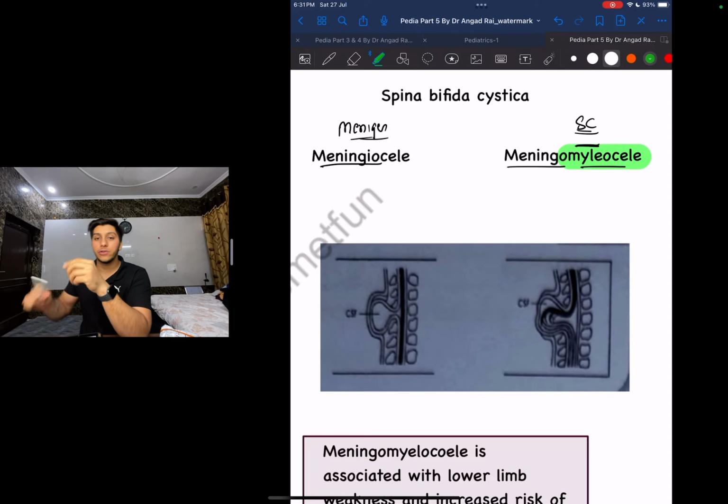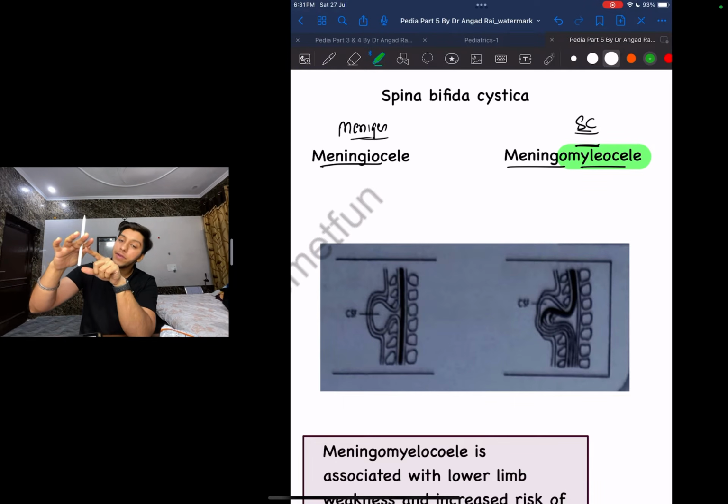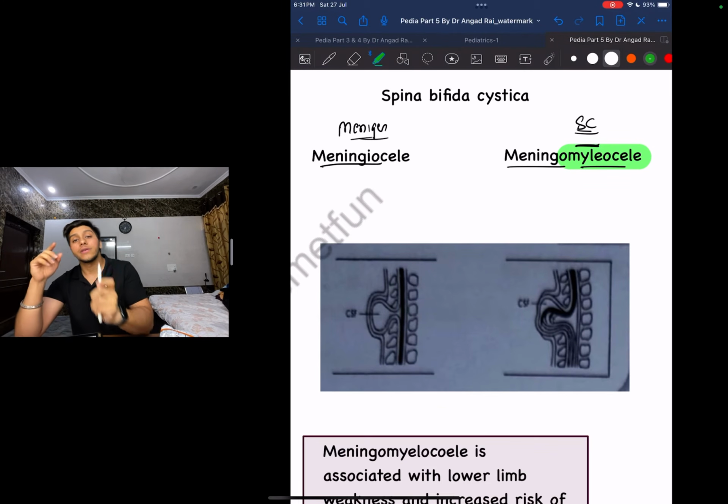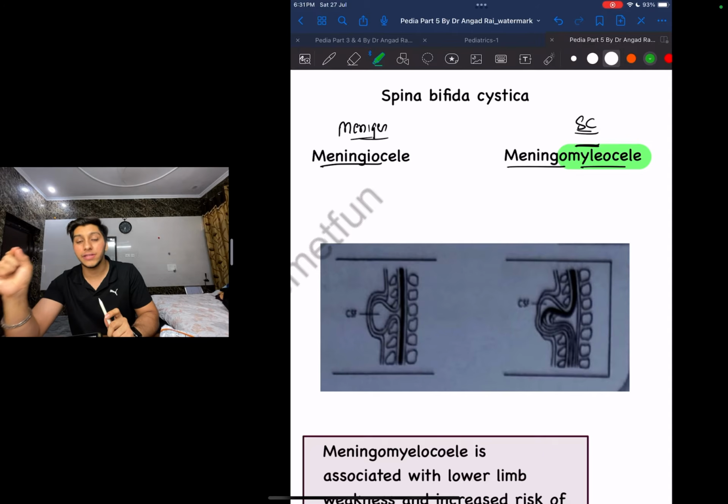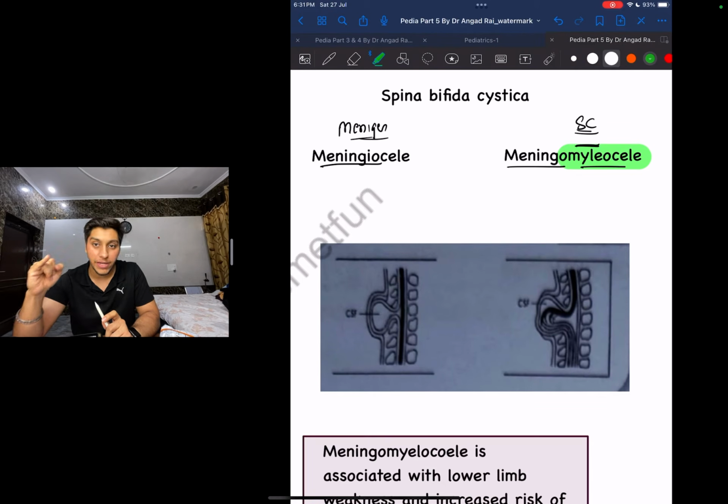Now you guys know if this is my spinal cord and there is any trauma to this part, every layer below this is going to get damaged, right? So that is why if there is meningomyelocele, there is increased risk of lower limb weakness and increased risk of rupture as well. This is spina bifida cystica.